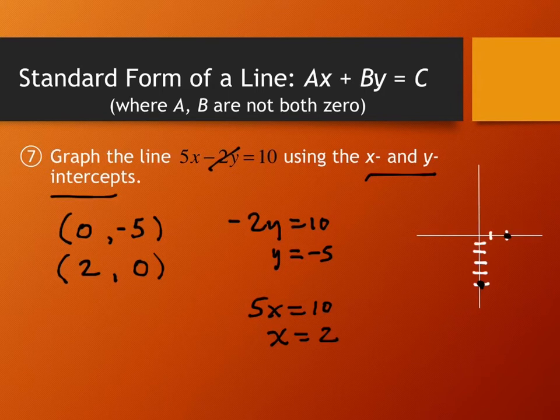And then I can connect this together with a line. And it would look something like that. I actually do need the arrows on the end of the line to indicate that it continues on from there and it's not just a line segment. So this would be a rough graph anyway, an approximate graph of the line 5x minus 2y equals 10.